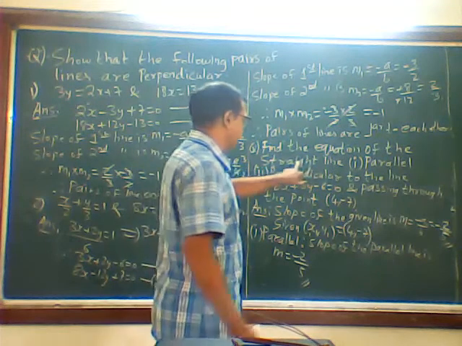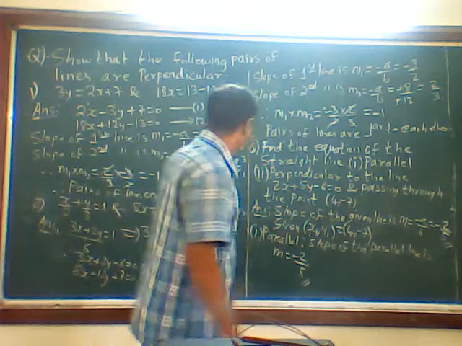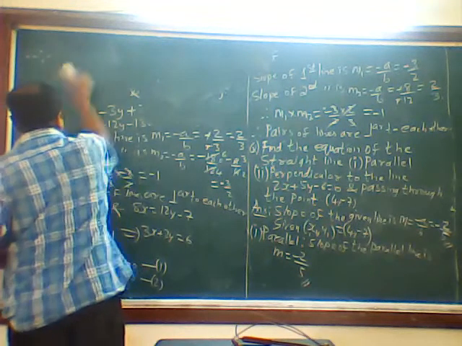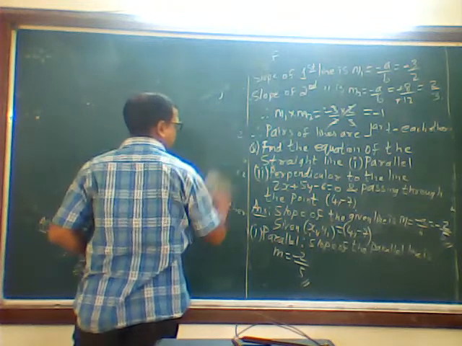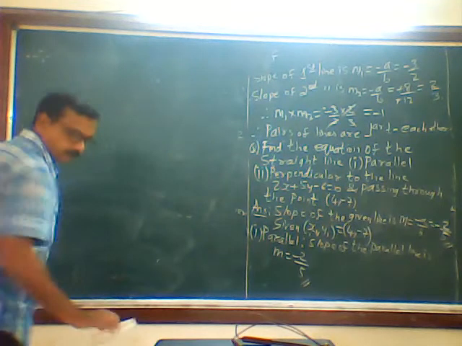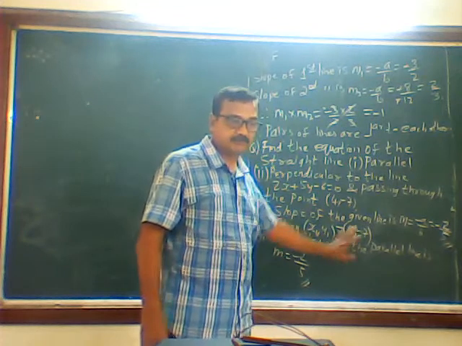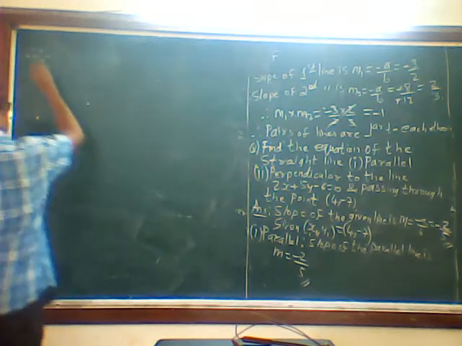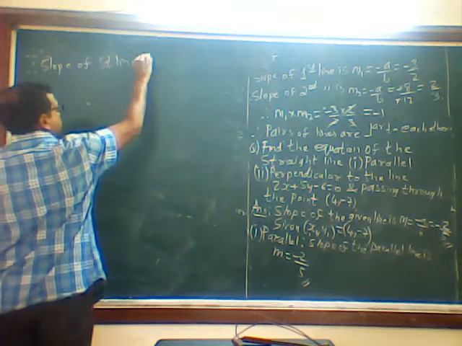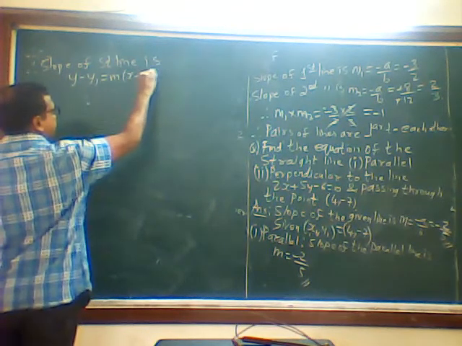Equation of the straight line is what? It is the one point formula. Why one point formula? You know m, you know one point x1, y1. Then I will say the equation of the straight line is y minus y1 is equal to m into x minus x1.